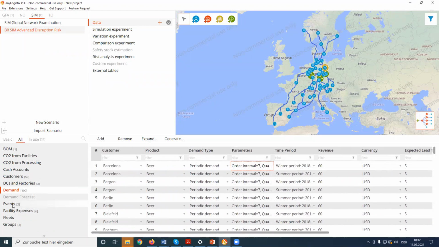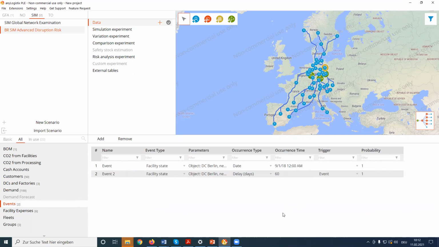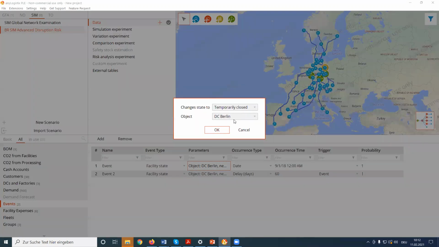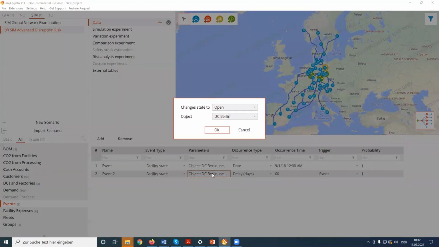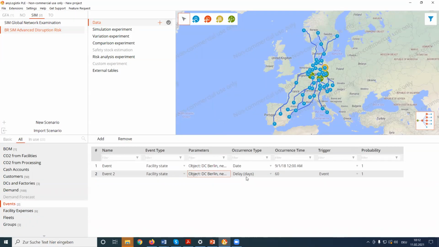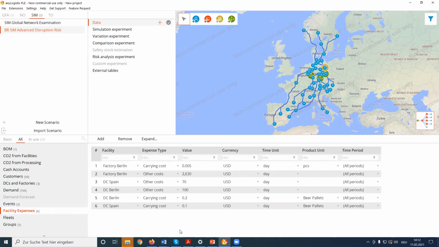Next, we are given two events, which will be our disruption and recovery events. The disruption event will happen at distribution center Berlin, which will be temporarily closed on September 1st. And the second event is recovery. The distribution center in Berlin will be opened again, recovered, with a delay of 60 days. So for 2 months, this DC will be disrupted. Then we are given some facility expenses for the warehouse and for the factory, like inventory holding cost and fixed cost.